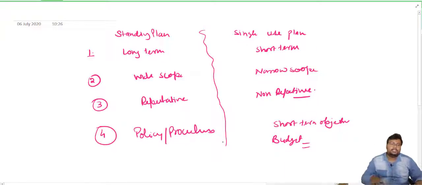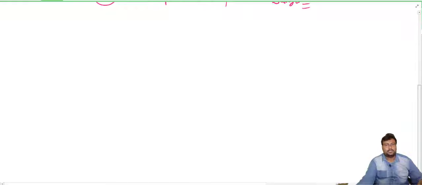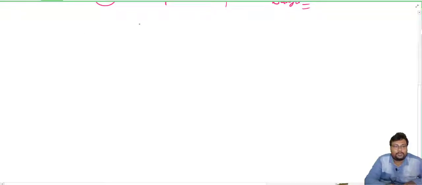budget is there. Okay, so this is the difference between single use plan and standing plan. I hope this is also clear to you. You remember this, you prepare the notes for the same. Now the next one, beta, is the difference between rules and policy. That is also very important.